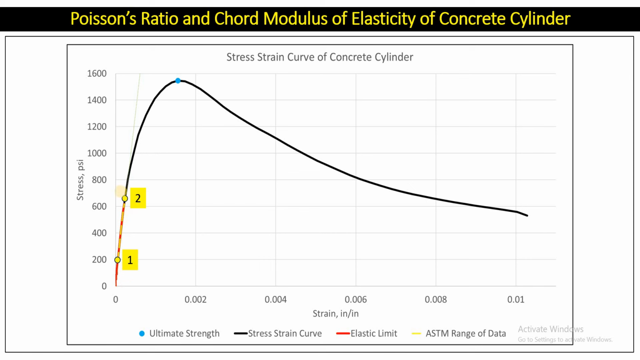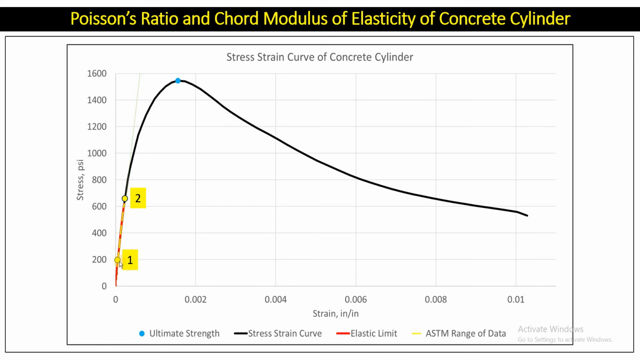Similarly, corresponding to S2 and epsilon 2, there will be another value of the strain, that is lateral strain, and that will be epsilon T2. So this is how you find point number 2, that is 40% of the ultimate load.